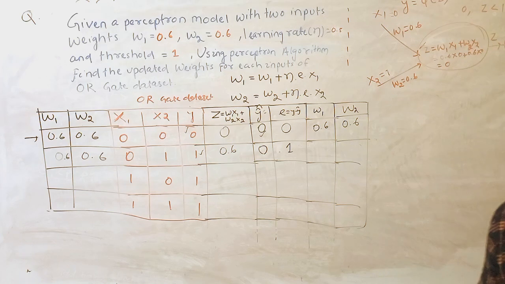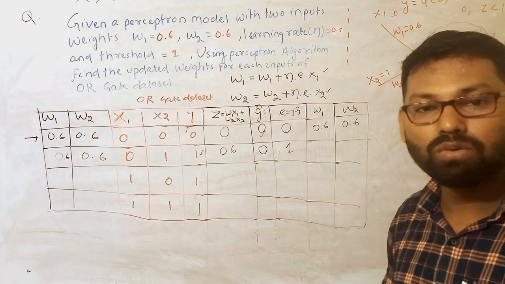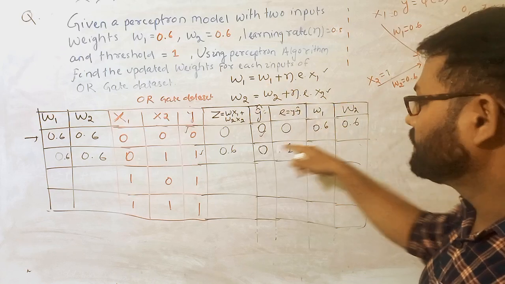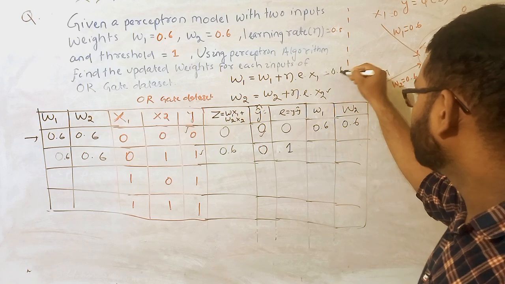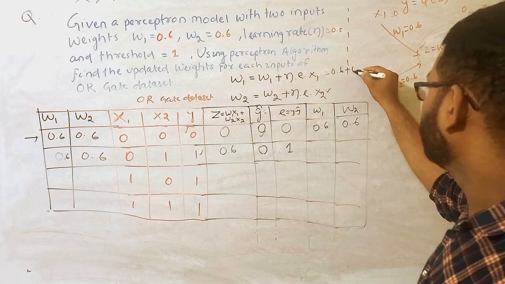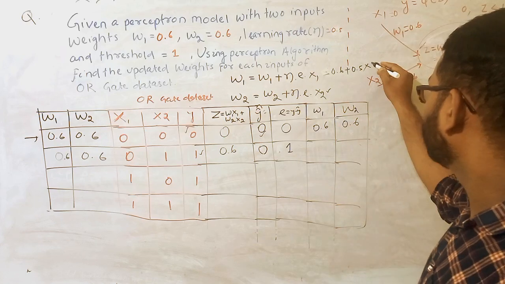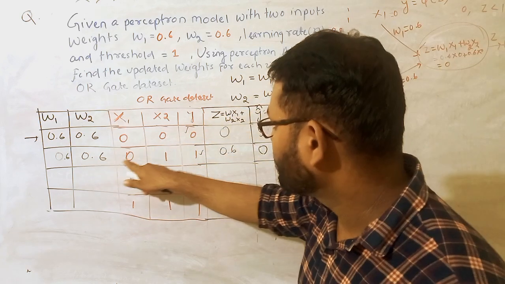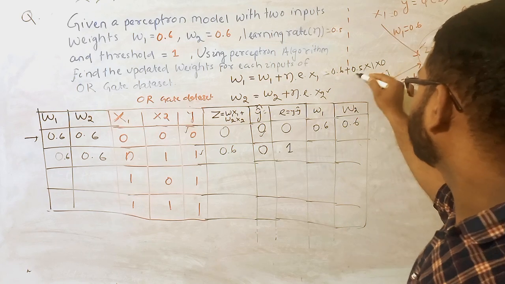Now you have to update the weights. How to update the weights? Using these two lines. Now let's start to update the weight for W1. W1 is equal to W1 plus, that is 0.6 plus eta, that is 0.5, into error 1 into input X1. What is X1? 0. So that means 0.6 plus this whole part is going to be 0.